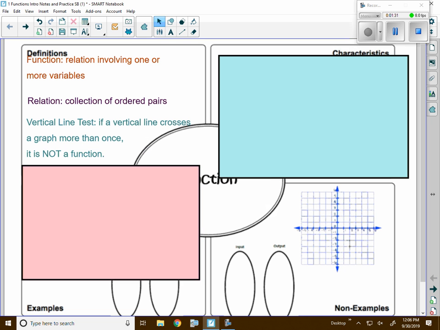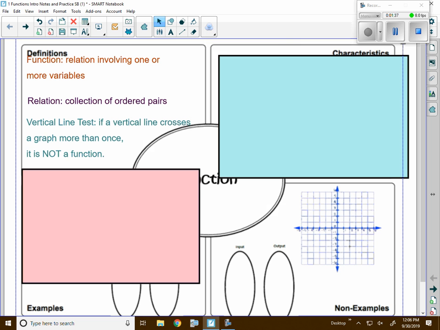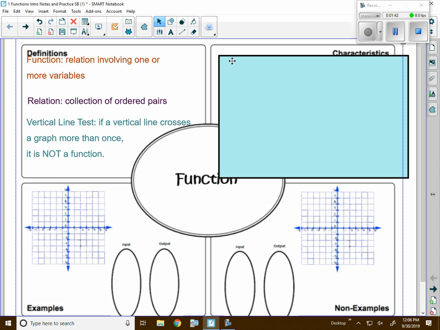Let's see our next one. The vertical line test. You probably remember the vertical line test. Let's just explain it. If I have a graph, let's say I have a graph like this, what do I do with the vertical line test? Well, how does it help me? It tells me if something's not a function.